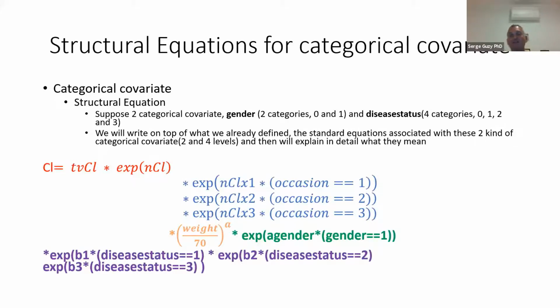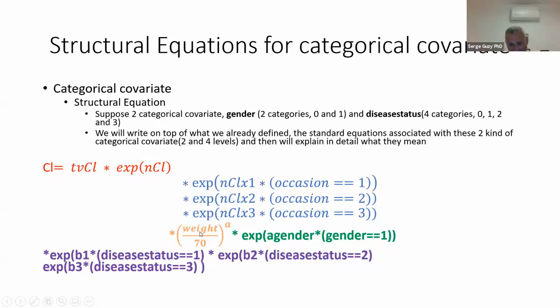Now, that was a continuous covariate. Remember what we worked on here. Clearance is the individual clearance. TVCL is the typical clearance. ETA CL is a sample from a distribution that quantifies the inter-individual variability. ETA CL occasions 1, 2, and 3 are samples from a distribution that quantifies the inter-occasional variability on each occasion. The continuous covariate effect, here weight on clearance, is quantified by this kind of equation.